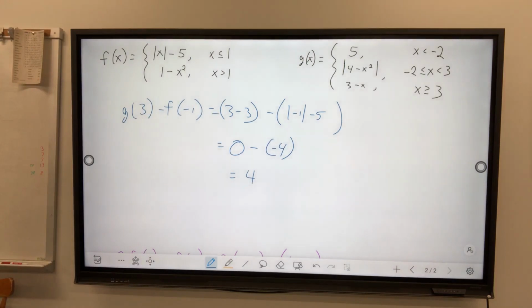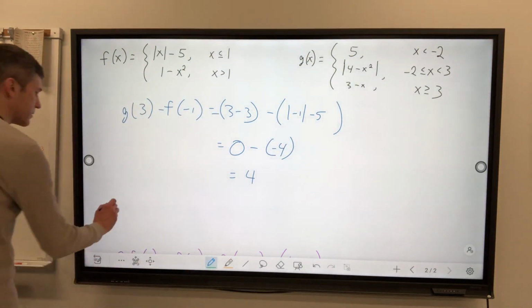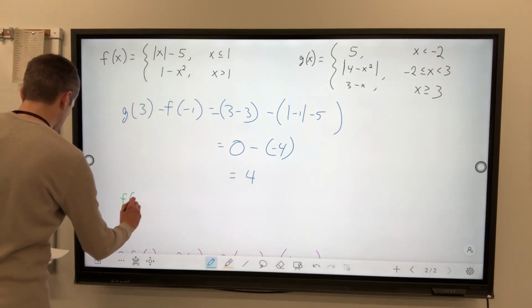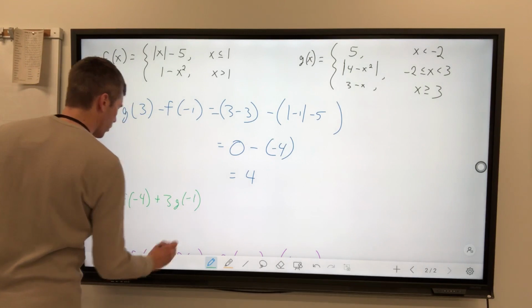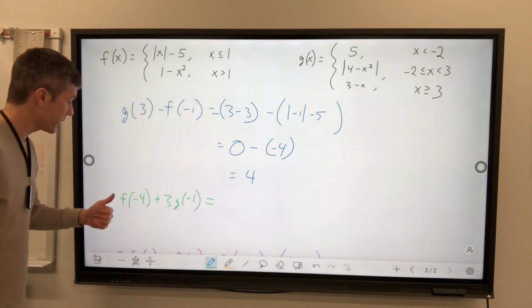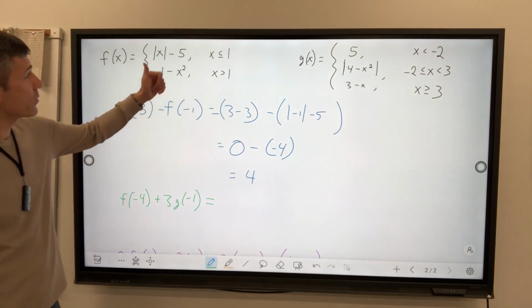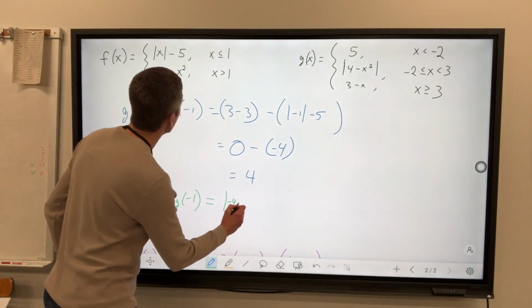And then we'll do one last problem. We'll do it in green. And that last problem looks like this. F of -4 plus 3 g of -1. Okay. Not multiplying by anything in the front here, so we're just going to plug in a -4. -4 is less than 1, so -4 goes there. Absolute value of -4 minus 5.